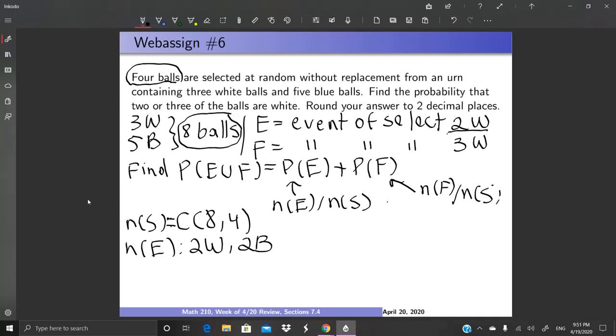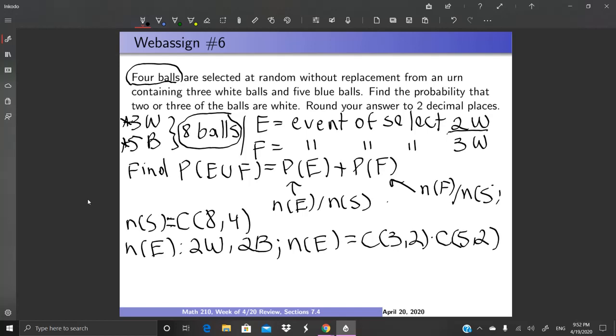Now, remembering that we're choosing 2 white balls out of a total of 3, and we're choosing 2 blue balls out of a total of 5, the number of ways of doing that is N of E equals 3 choose 2, times the number of ways you can choose 2 out of a total 5. So this right here is N of E. And hopefully that makes sense.